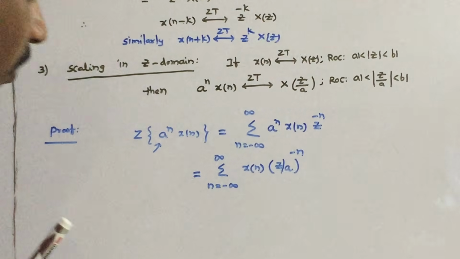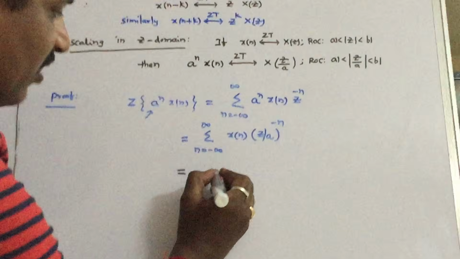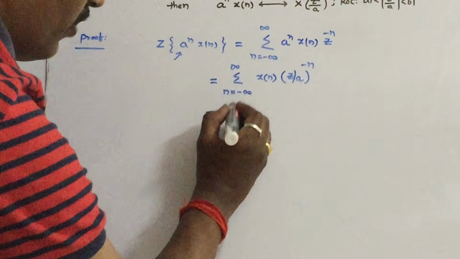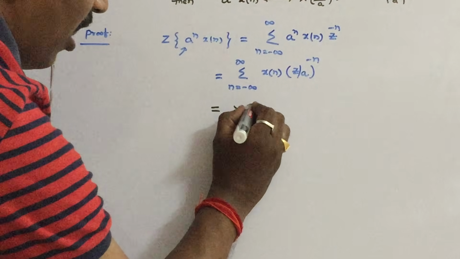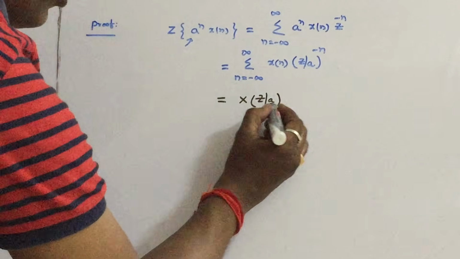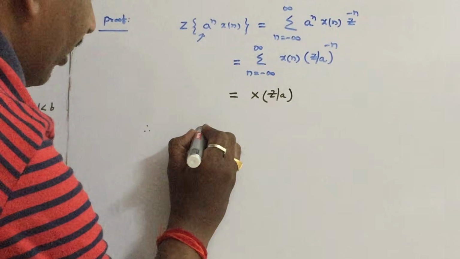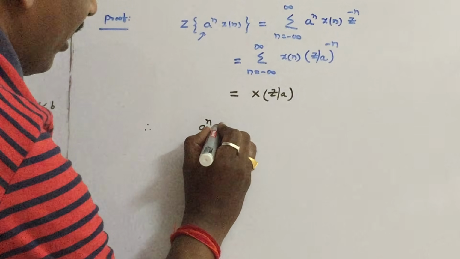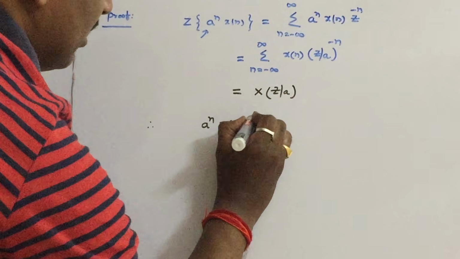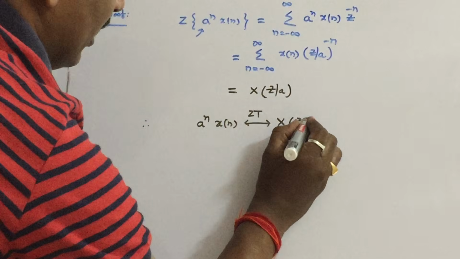So therefore, what we can write is that if z is there, the answer will come as a function of z. Here z by a is there. So therefore, the answer for this summation will come as a function of z by a, that is X of z by a. So therefore, this is a very simple property: a power n into x of n, Z transform is simply X of z by a.